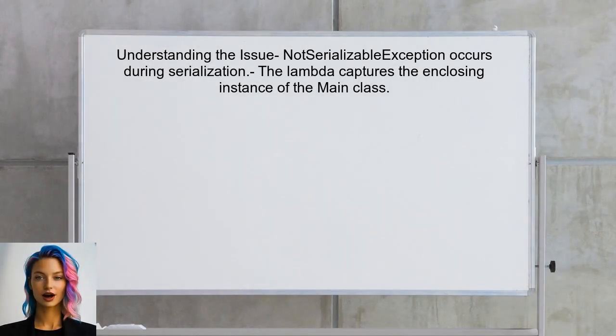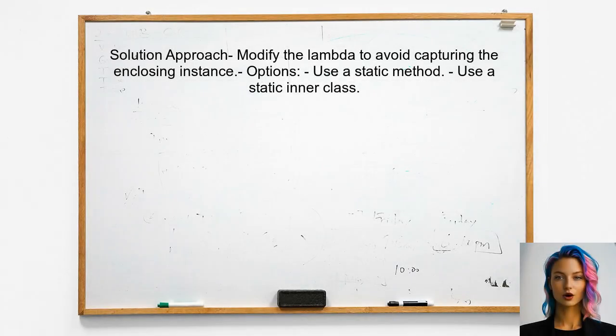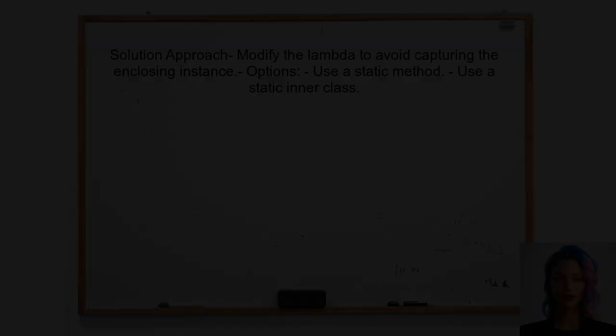First, let's clarify the issue. The user is encountering a not serializable exception when trying to serialize a lambda expression. This happens because the lambda is implicitly capturing the enclosing instance of the main class. To resolve this, the user can modify the lambda expression to ensure it does not capture the enclosing instance. One way to do this is by using a static method or a static inner class.